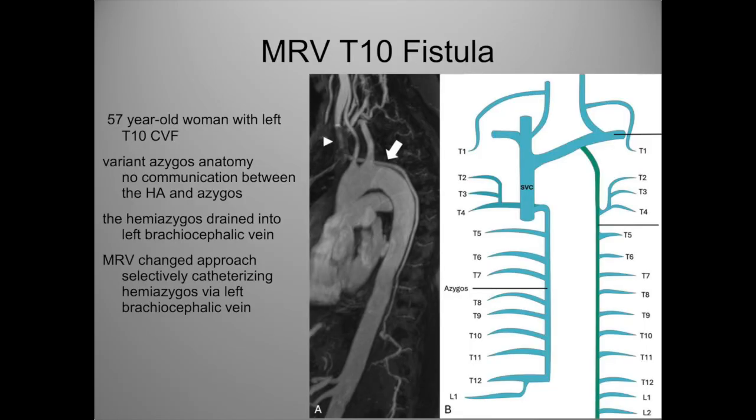This is a 57-year-old woman with a left-sided T10 fistula. You can see that there is a really variant azygos anatomy. On the left side, where we want to go, there is no connection with the azygos. It drained into the brachiocephalic vein. That gave us the roadmap for directly engaging that vessel and dropping our catheter down that route.